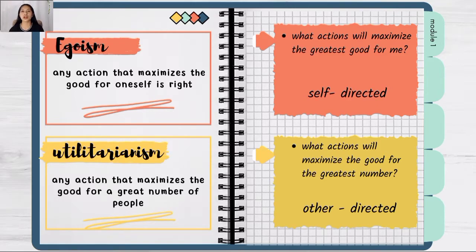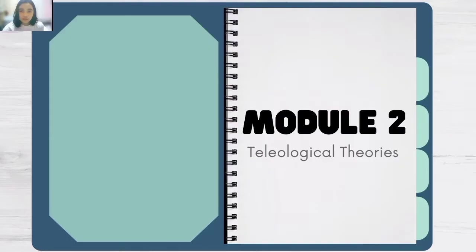Utilitarianism is any action that maximizes the good for a greater number of people. And it asks the question, what actions will maximize the good for the greatest number? So, yung pagkakaiba nilang dalawa is egoism ay self-directed while utilitarianism is other-directed. Now let's move on to Module 2, teleological theories.